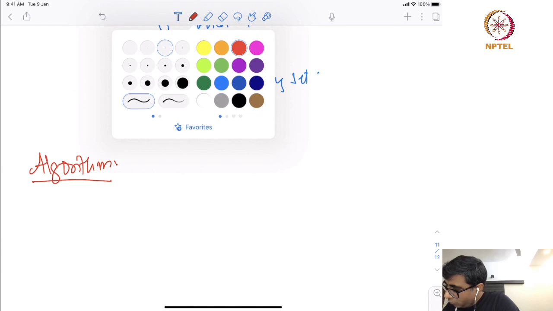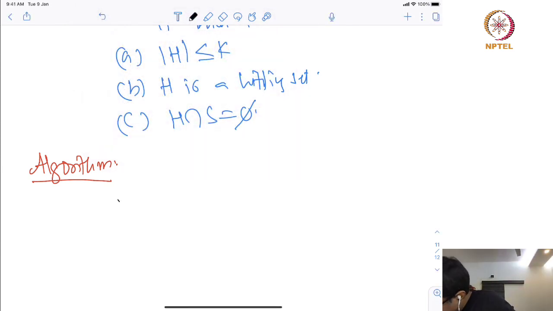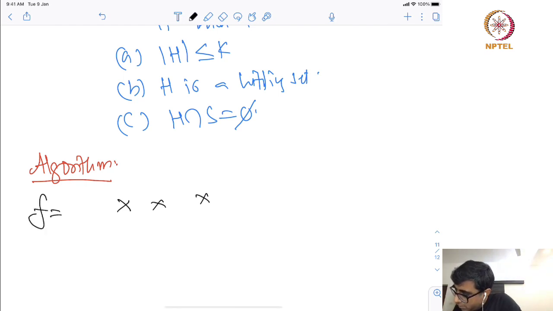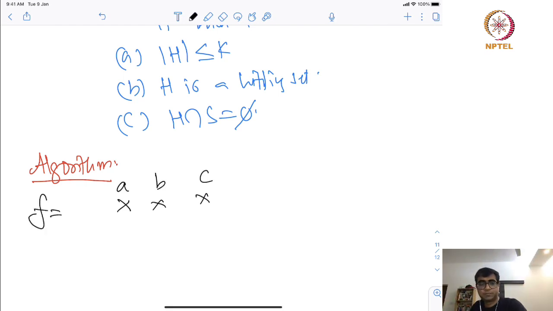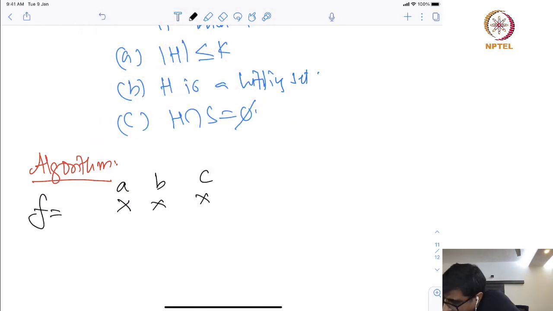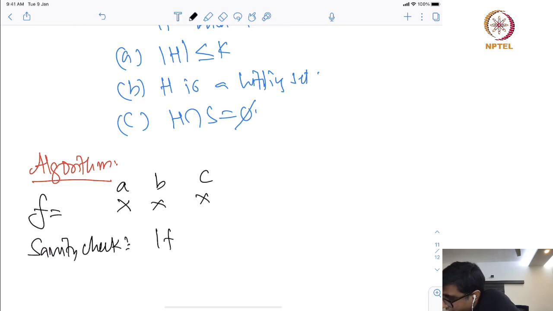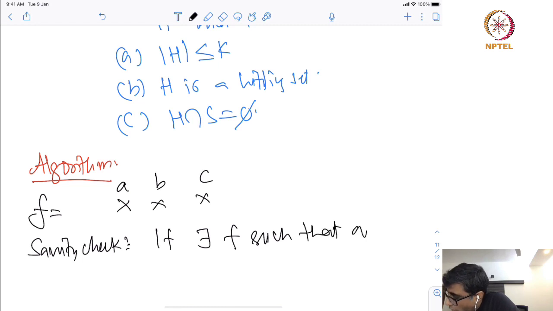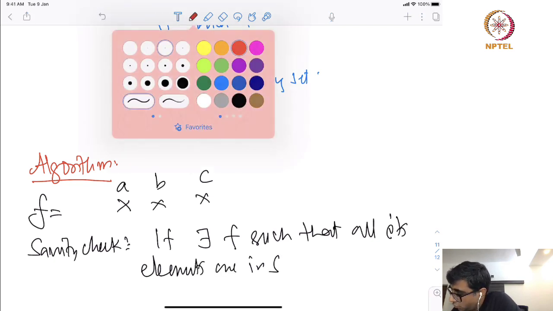So, look at a set. Okay. This is my family F, there is an A, there is a B and there is a C. What is our sanity check algorithm? Sanity check is: if there exists an F such that all its elements are in S, say no, right?